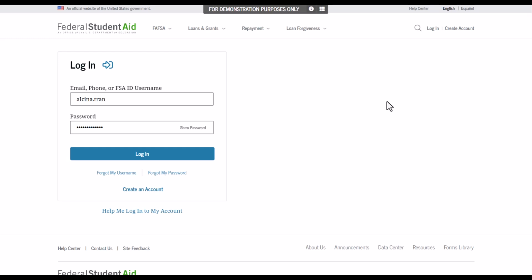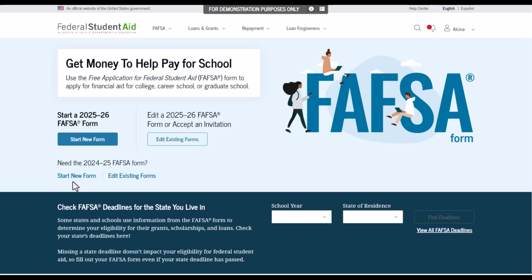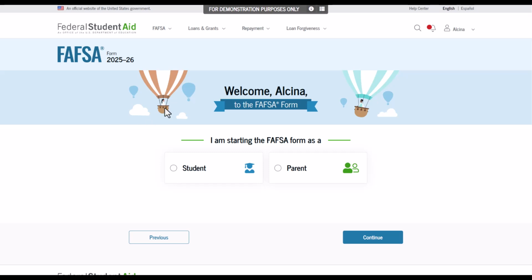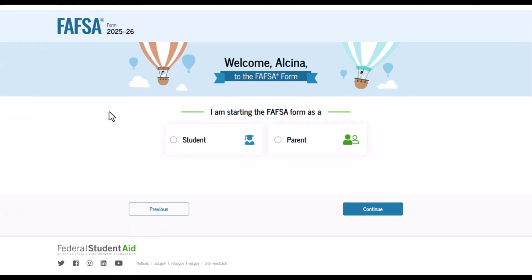You will then be taken to the login page where you will need to enter in your studentaid.gov account username along with your studentaid.gov account password. I have transitioned over to the FAFSA prototype, which is what we will be using today for demonstration purposes. We have entered in the username and the password, so we're going to log in. From there, we are going to select Start a New Form. And as mentioned at the beginning of this video, we will be starting this FAFSA form as a parent.